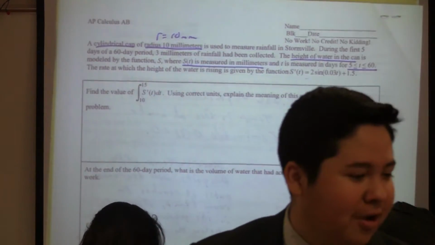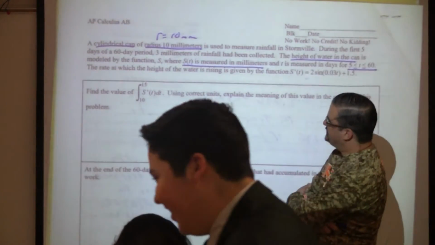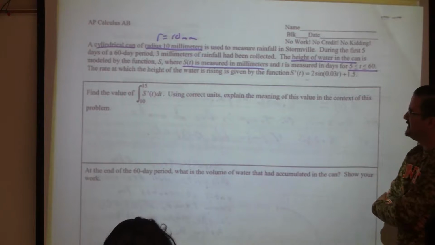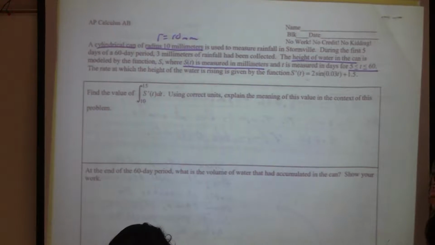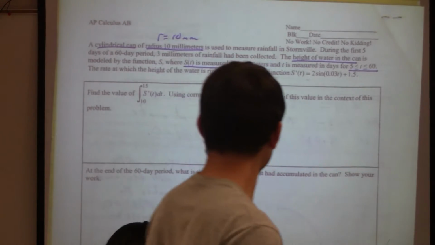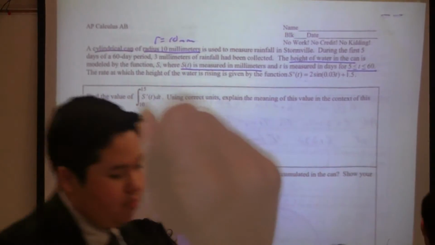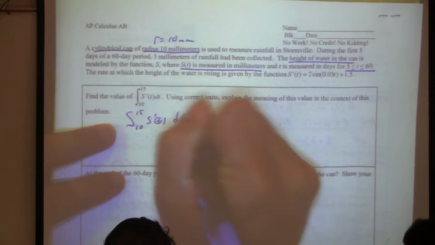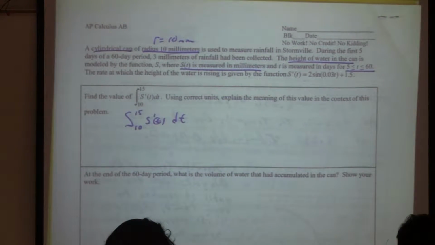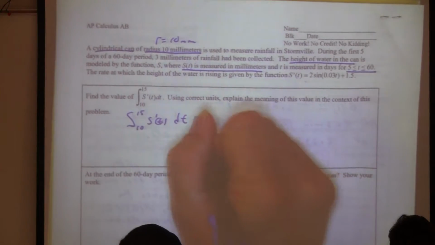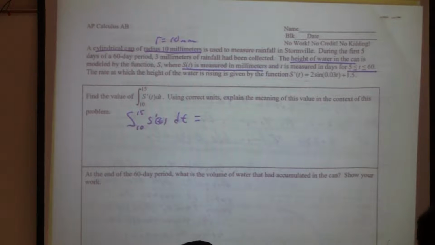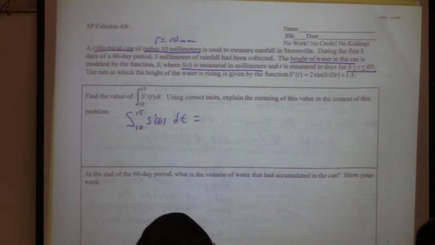Alright, so the first question here says, find the value of the integral from 10 to 15 of S prime. Using correct units, explain the meaning of this value in the context of the problem. So, how can I calculate the integral from 10 to 15 of S prime of t? Can I do that on my calculator? Alright, go ahead and go to your calculator. Type that in, and let's calculate it. See what we end up with.